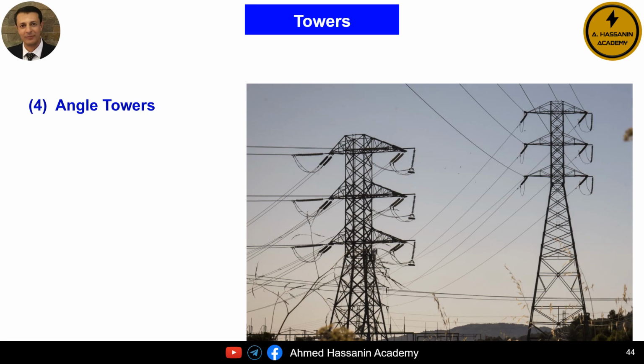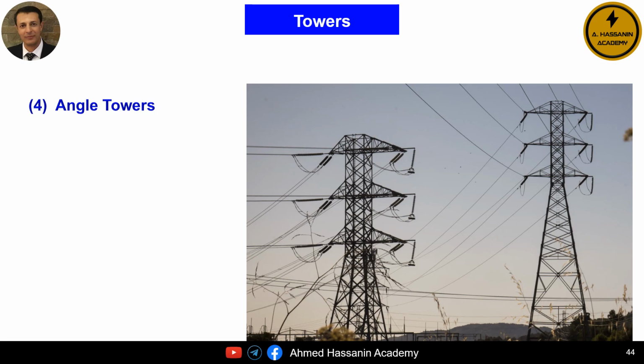Purpose: first, route adjustment. Angle towers help the transmission line navigate around obstacles or follow the natural contours of the land. Second, mechanical stability. Because the line changes direction at these points, angle towers are built to withstand the unbalanced forces created by the pull of the conductors in different directions.